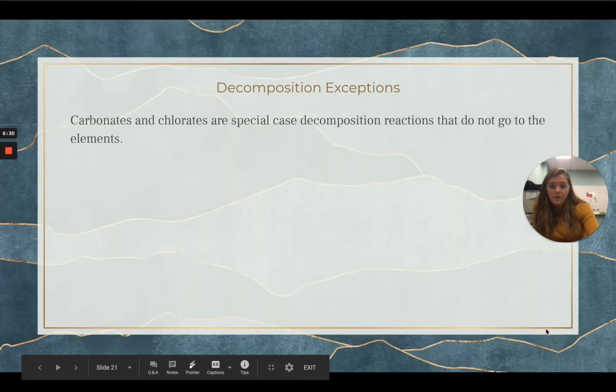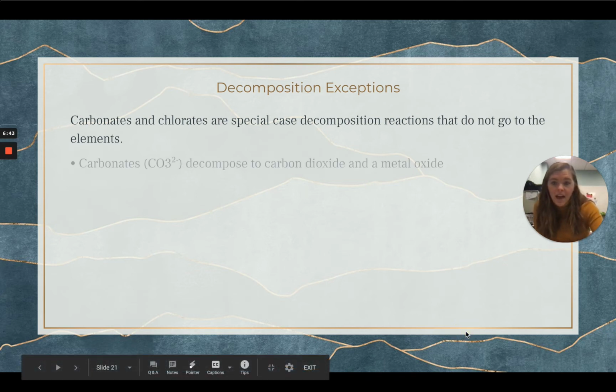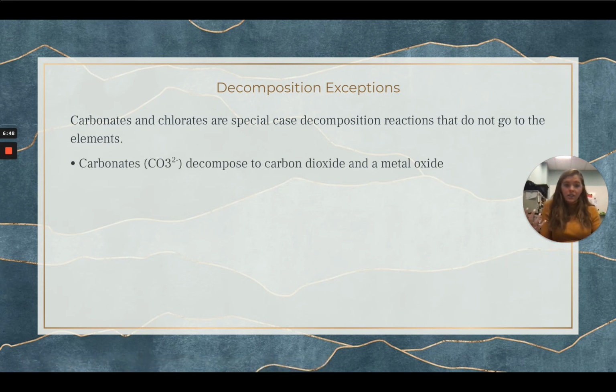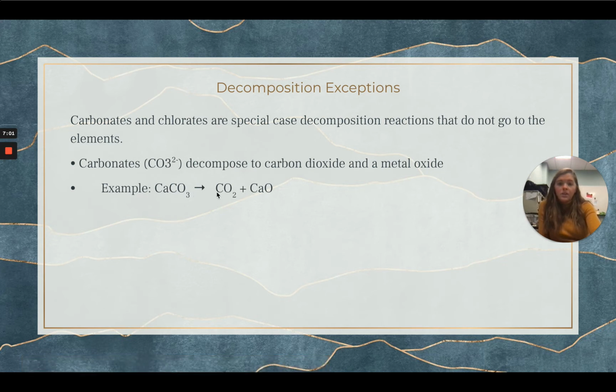So, some exceptions here. Carbonates and chlorates are special case decomposition reactions that do not go to the elements. So remember, carbonates, so CO3, and chlorates, ClO4s, and stuff like that are a little bit different. So they're not going to decompose into carbon and oxygen. They're going to decompose into separate entities of carbon dioxide and a metal oxide. So we'd have the CO2. So for instance, we would have CaCO3, so calcium carbonate, decomposing to form CO2 and CaO because calcium isn't going to ever be by itself here.